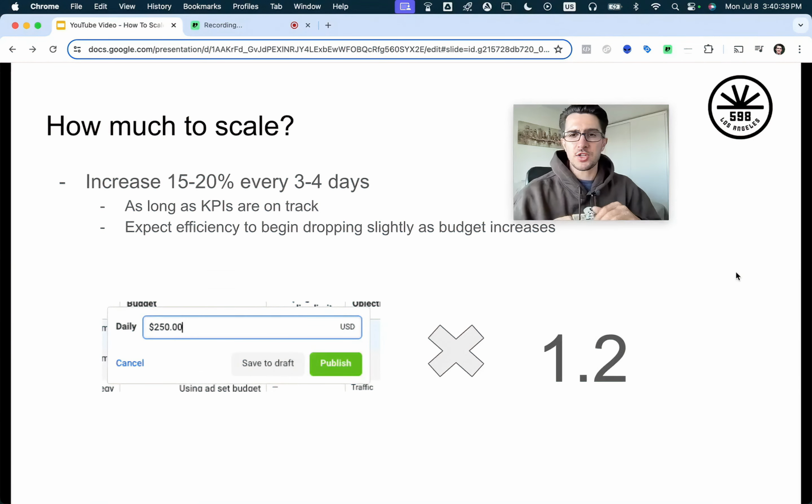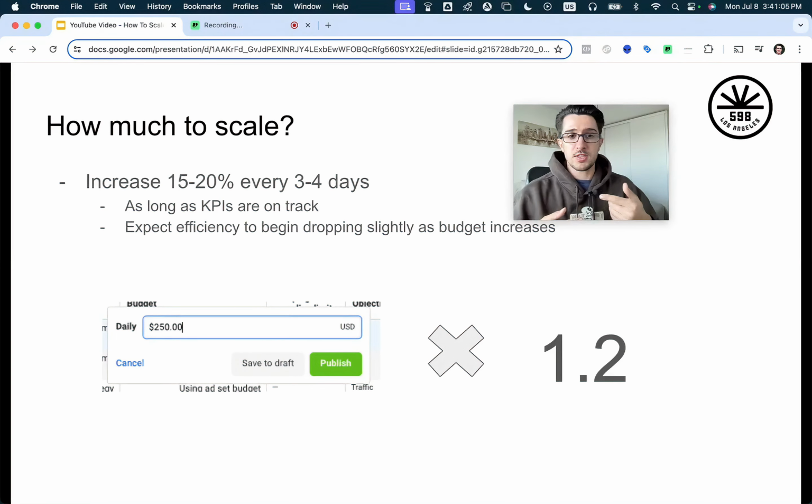So how much do you actually scale? Things are going well. Your KPIs are looking strong. Let's say your target CPA was $25 and your CPA for the past 7 days has been $20. So what you're going to do is grab your daily budget and multiply it by 15 to 20%, or rather 1.2, which will ultimately give you the new daily budget you want to push.